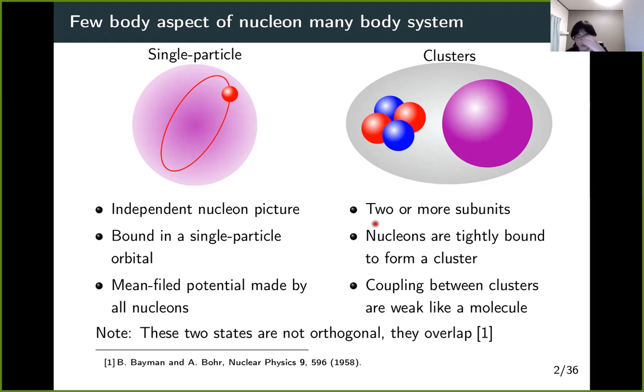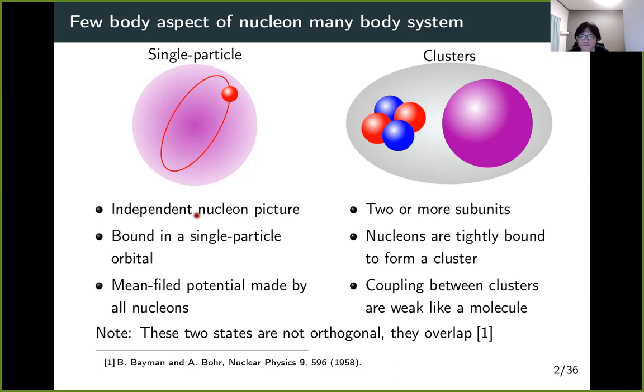One thing I want to note here is that these states are not completely different; there are actually some overlaps. These states are not orthogonal. This is one very important thing. So I would say many nuclei have both aspects.